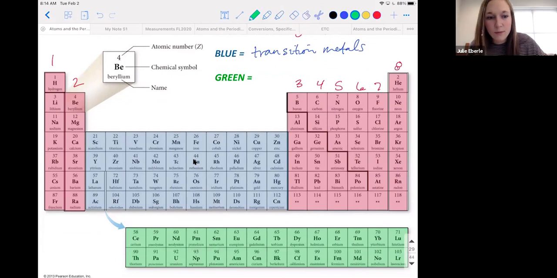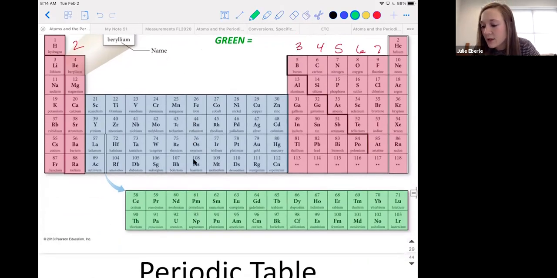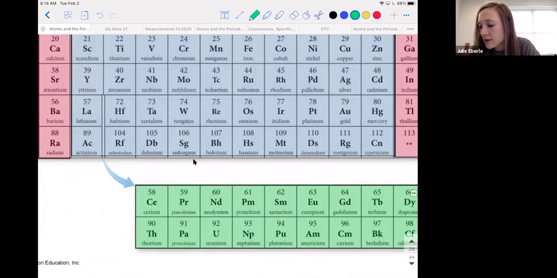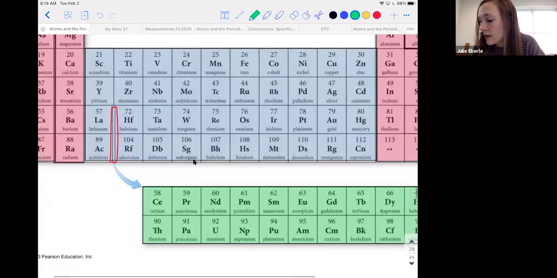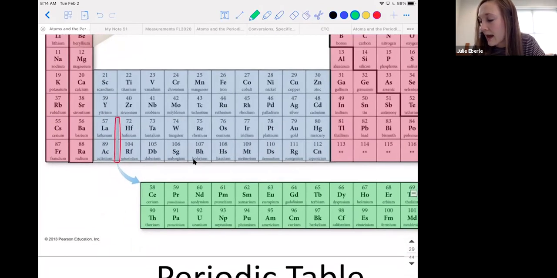If you've ever looked at the periodic table before, notice there's this arrow here. All of these green elements are actually part of the periodic table, and they should be inserted right here. But that would make for a very, very long and wide periodic table. So for space purposes and printing on big posters, they just pull these groups down below, and they give them their own names. They are called the lanthanides and the actinides.